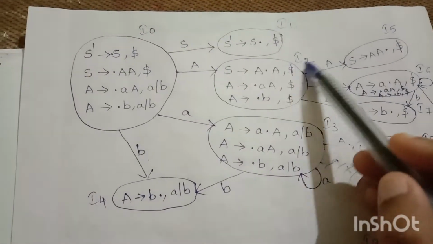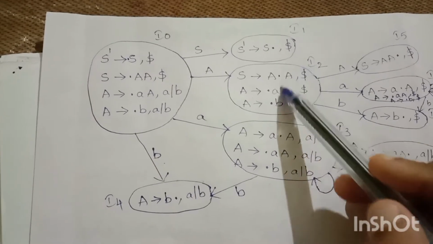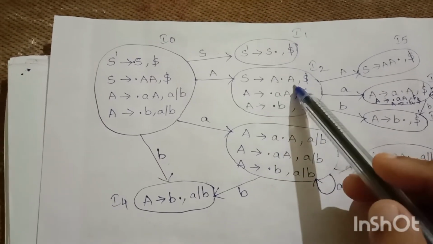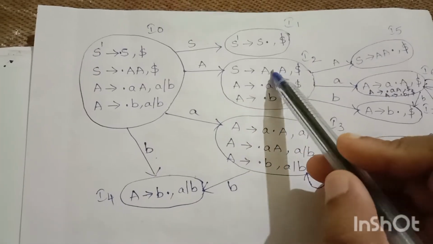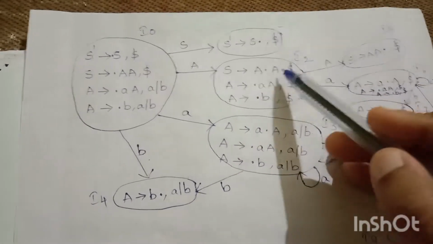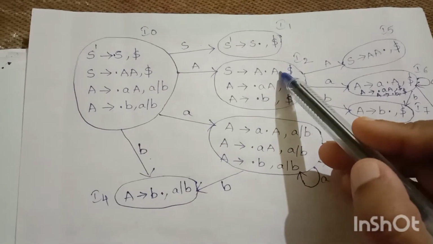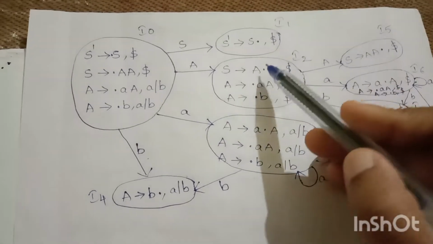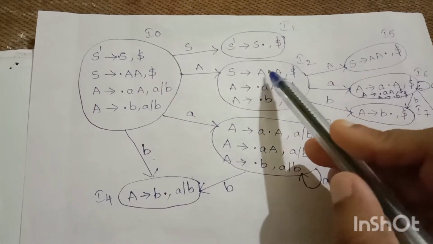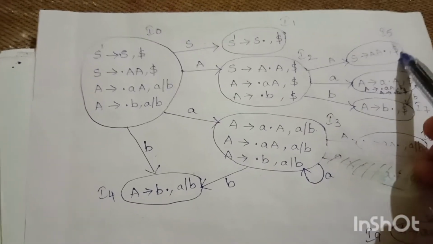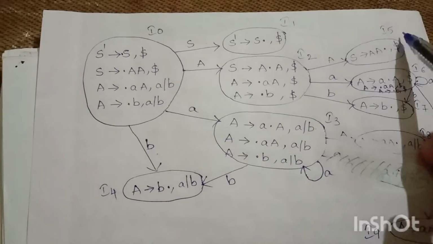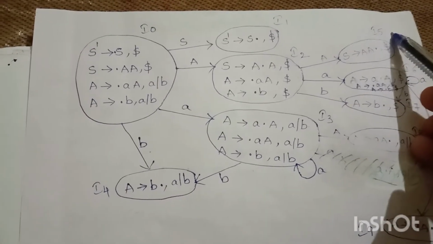Next, moving to the I2 state. In the I2 state there are some productions which need to be shifted. So let's do that. S tends to A dot A. So I2 on A, what it becomes: S tends to A A dot, the dot is shifted here, comma, look ahead symbol dollar. So this has been completely done. This I am naming as state I5.